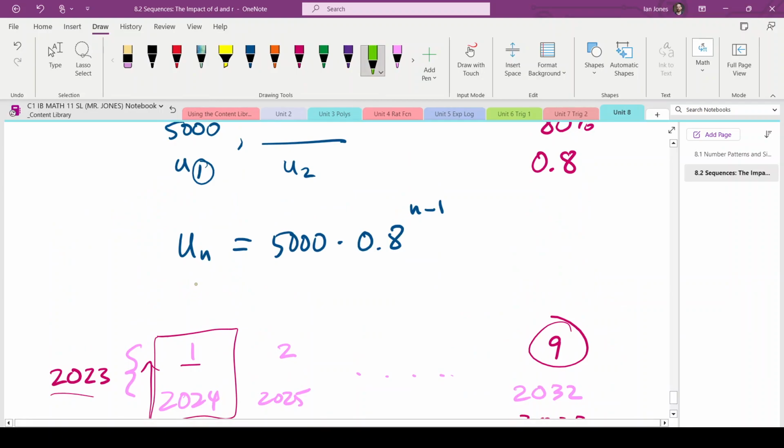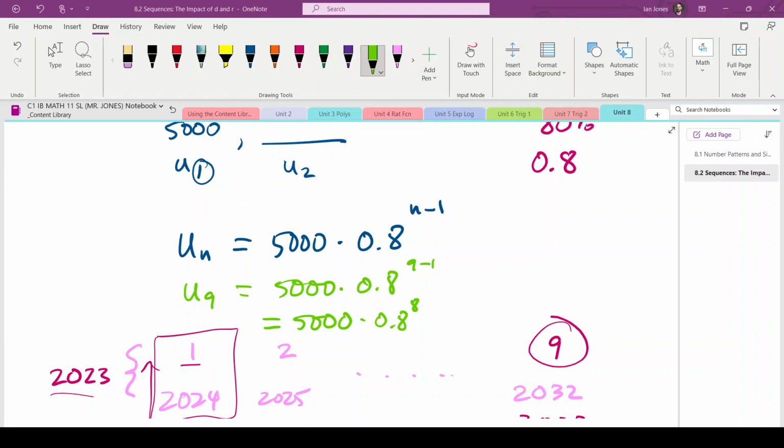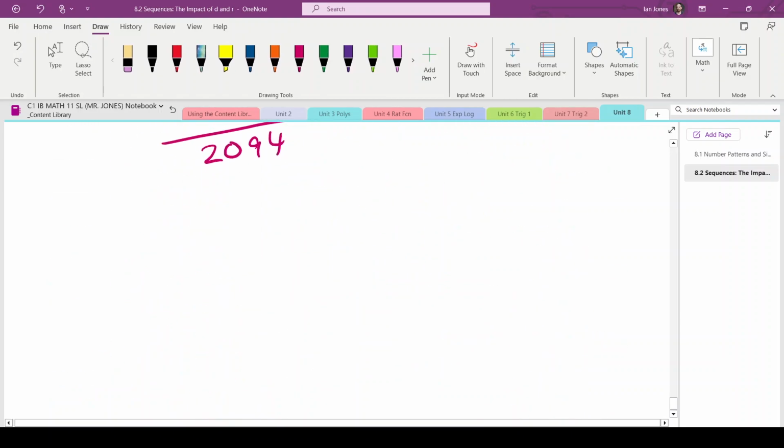I have U9 is 5,000 times 0.8 to the 9 minus 1, and I can pull out a calculator here. Okay, this town is actually going to be decimated. You can see that 0.8 to the exponent of 8 on my calculator, well, that's 0.16777. That's nasty. Times my 5,000. Okay, we're left with 839 people to 3 sig figs. 839 people are left in the town. All right. So this should give you enough now to work on exercises 1F, 1G, and 1H.